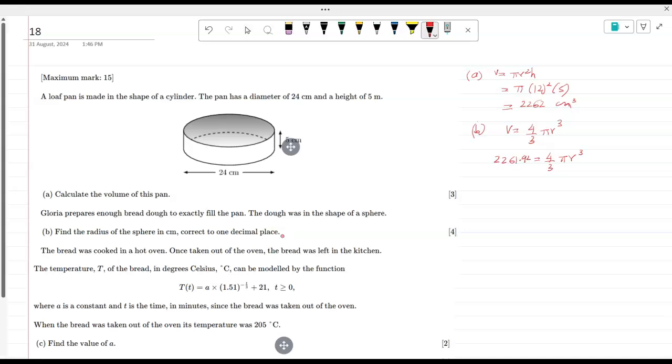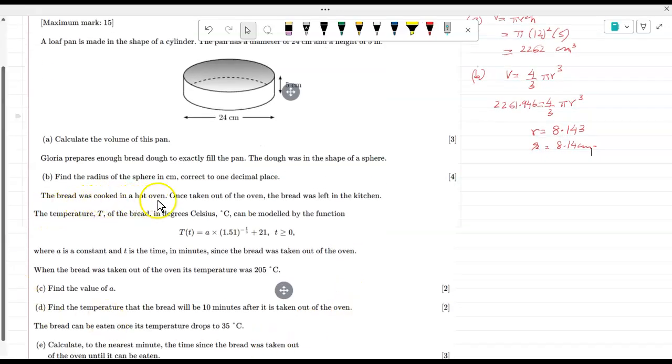Equals 4/3 pi r cube. Yeah. Solve it. 8.143. So the radius is equal to 8.14 centimeters. Correct?